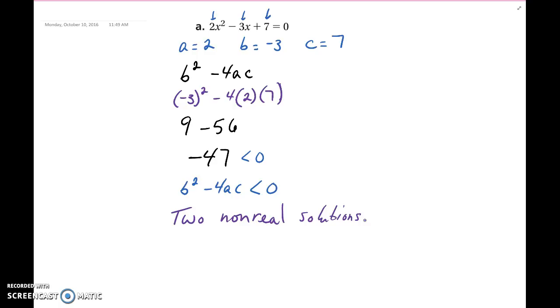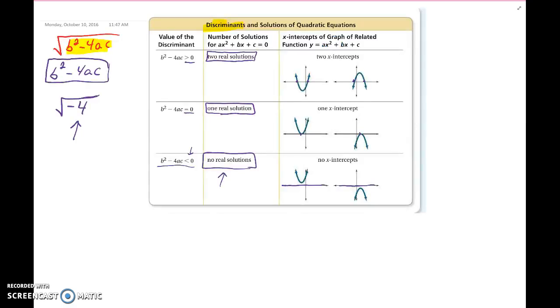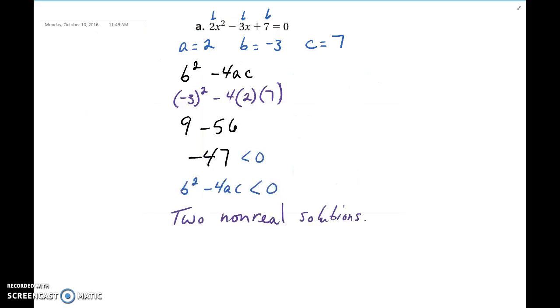That's it for this video. Using your discriminant, this tells us which type and how many solutions we have. So we have no real solutions for this last one, and we'll find that we will have 2 of them.